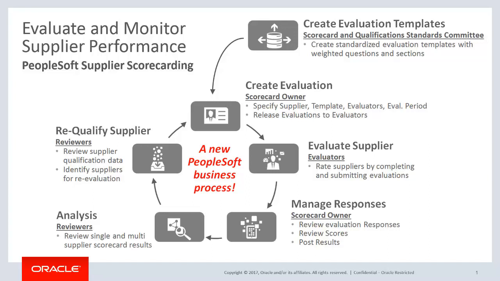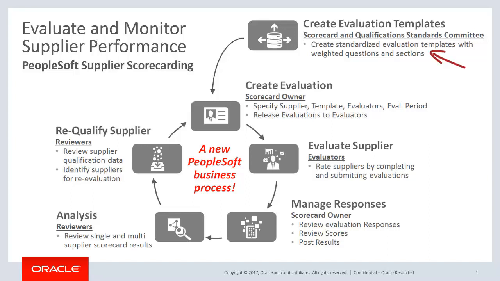PeopleSoft Supplier Scorecarding helps you measure supplier performance by soliciting feedback about the supplier from users across your organization. This helps you make future procurement decisions or determine whether you need a supplier mitigation plan.